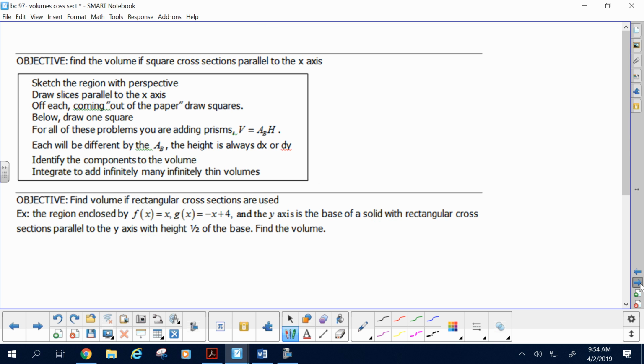All right. Let's talk a little variations then. What if you had the same region but cross sections were parallel to the x-axis? Draw the region.